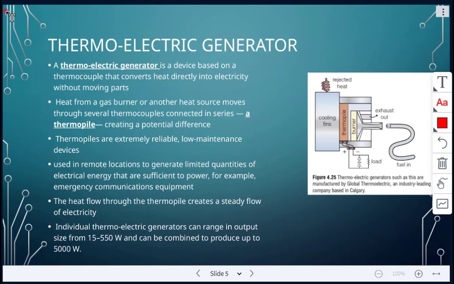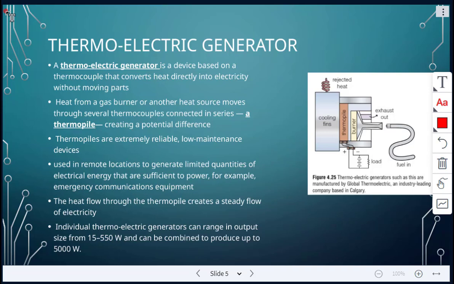Next, this is a thermoelectric generator. So this is a device based on a thermocouple. It'll convert heat directly into electricity without any moving parts. So heat from a gas burner or another heat source, it'll move through several thermocouples connected in series. That's called a thermopile. It'll create a potential difference.